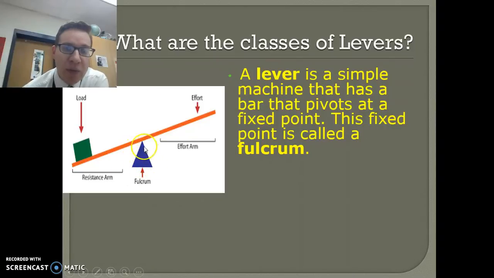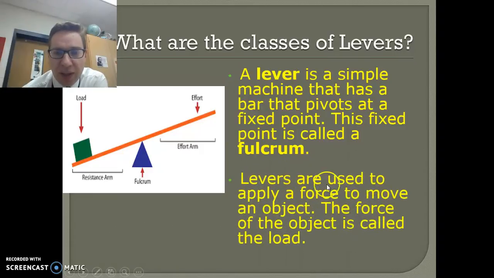In the middle you have your fulcrum. On one end you have your load, or your output force, and on the other side you're going to have your effort or your input force. And this part here, from the effort to the fulcrum, is called the effort arm, and from the load to the fulcrum is called the resistance, but it could be called the load arm. Okay, so load arm, from the load to the fulcrum.